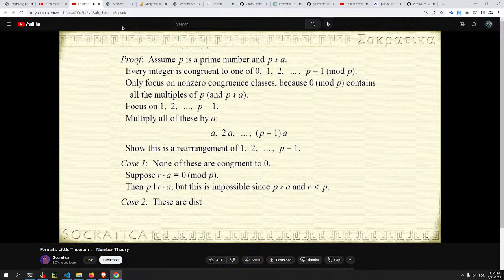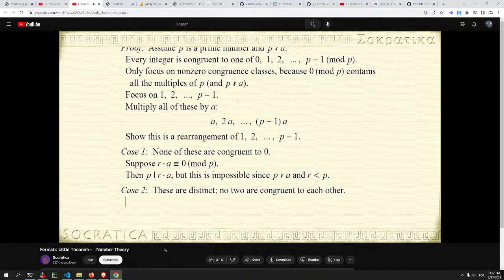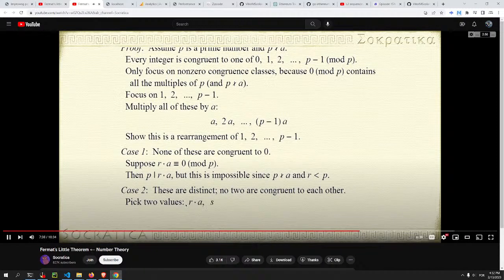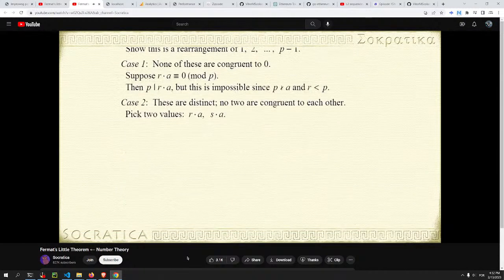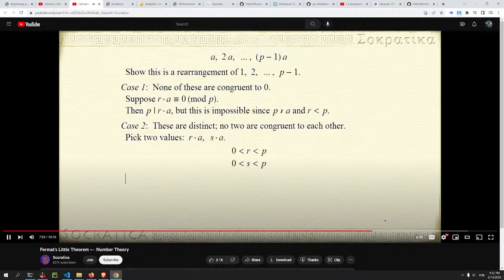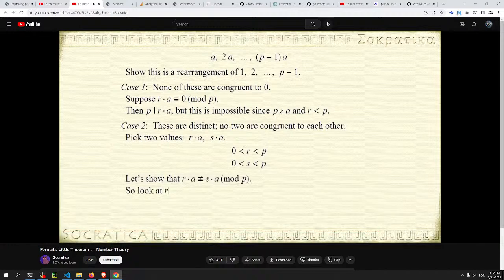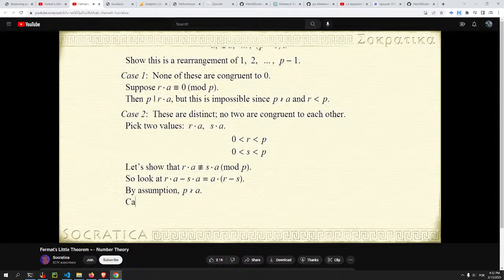Next, let's show that none of these are congruent to each other, so they're all distinct. So let's pick two different numbers from this list. One is r times a, and the other is s times a. Well, r and s are both greater than 0 and less than p. So we have 0 is less than r is less than p, and 0 is less than s is less than p. What we want to show is r times a is not congruent to s times a mod p. So let's look at ra minus sa, which is equal to a times r minus s. We know p doesn't divide a, so we have to ask, can p divide r minus s?